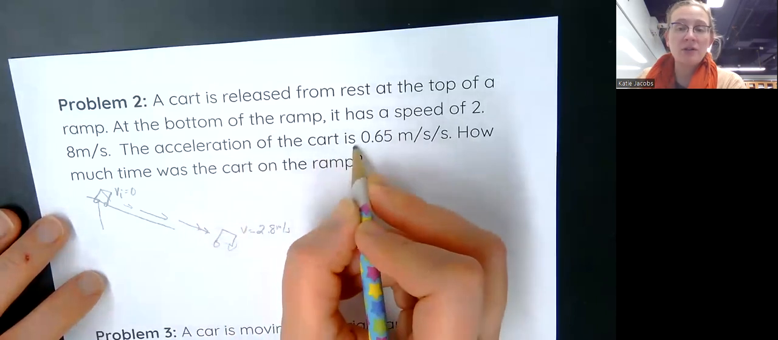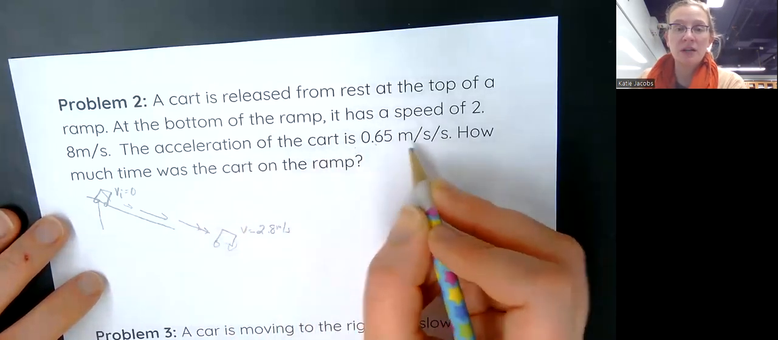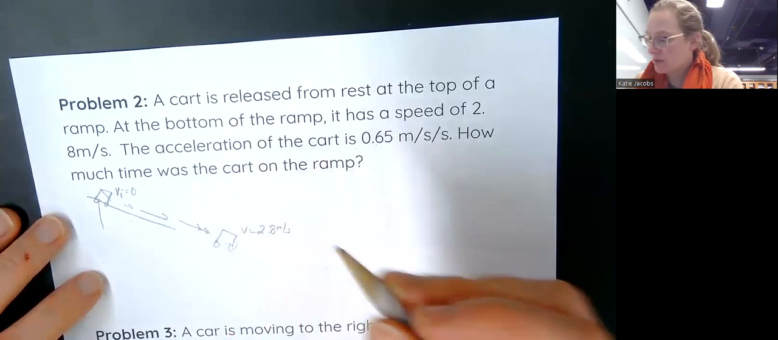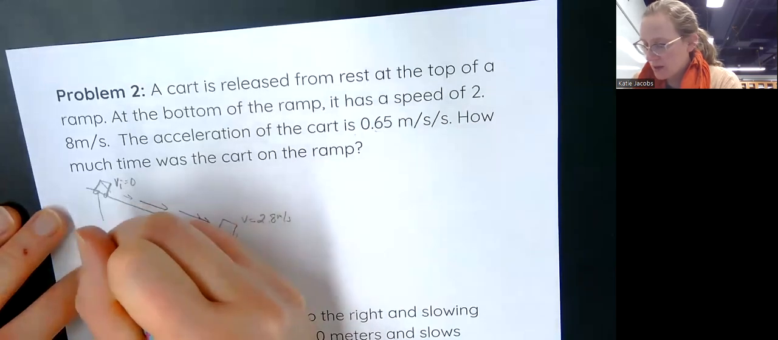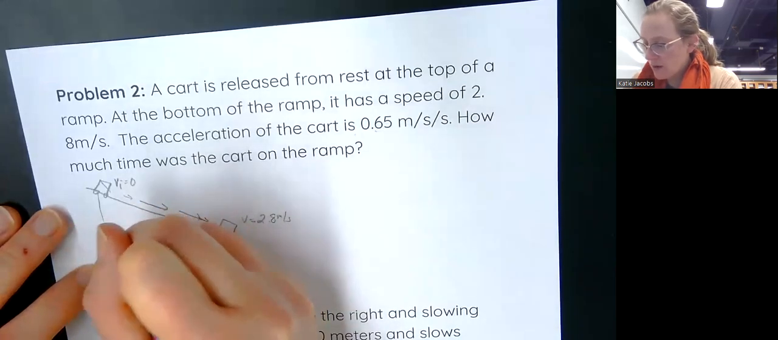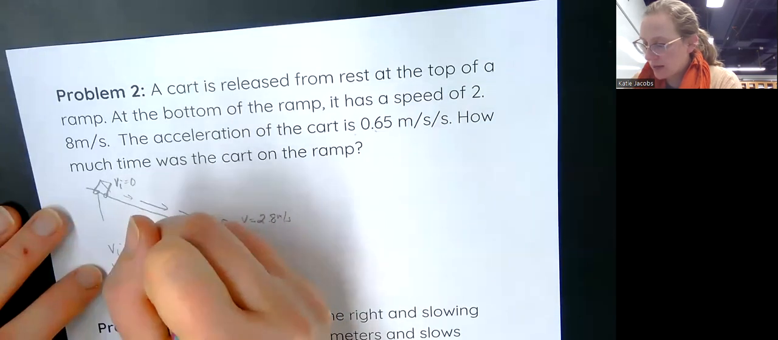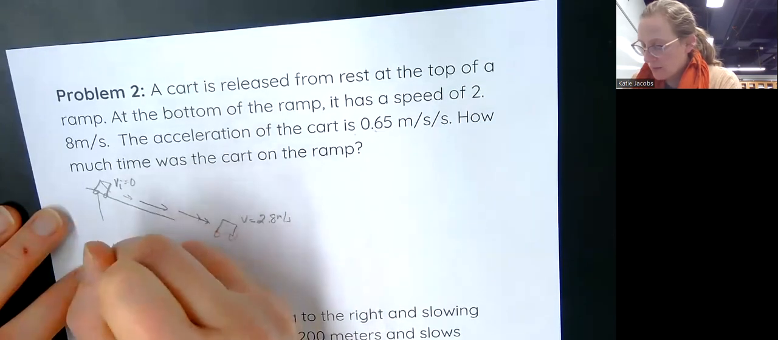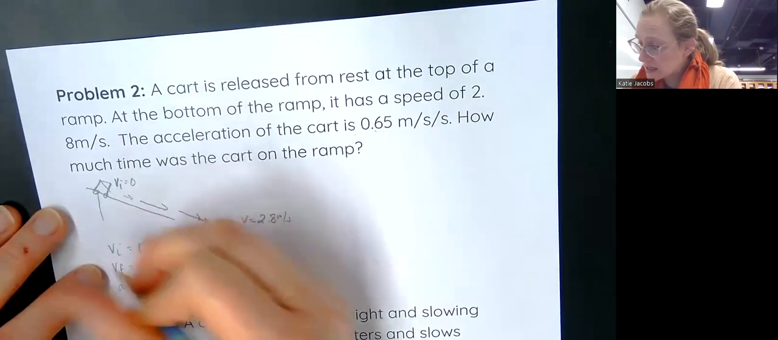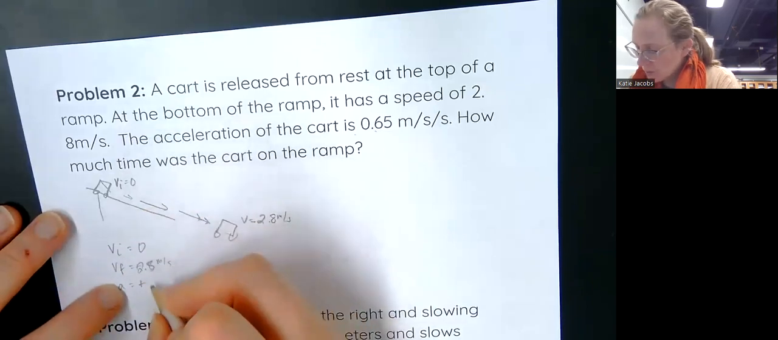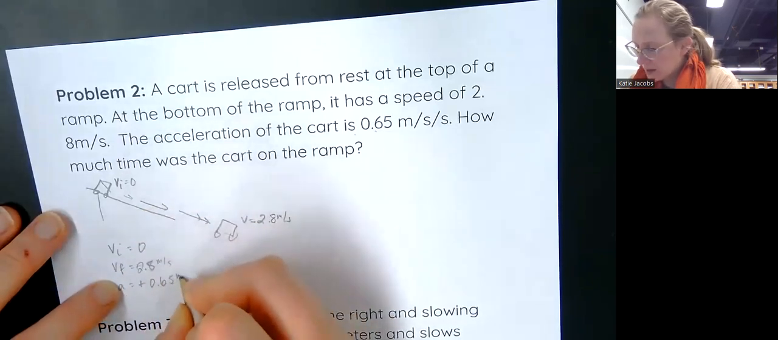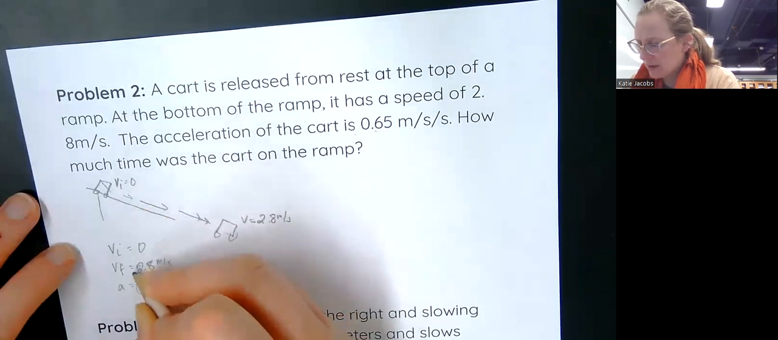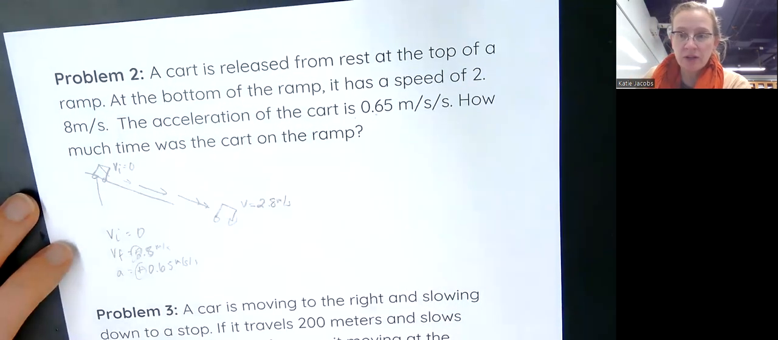And I know the acceleration, it's 0.65 meters per second per second. How much time was the cart on the ramp? So my initial is 0. My final is positive 2.8. My acceleration is also positive. Whenever I'm speeding up, my acceleration and my velocity will be in the same direction.